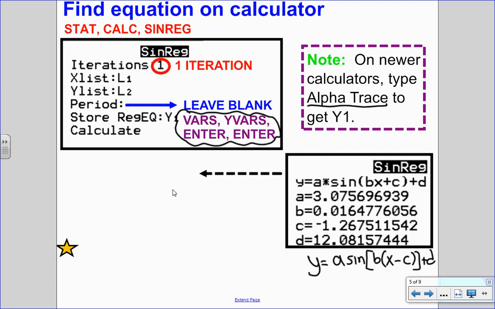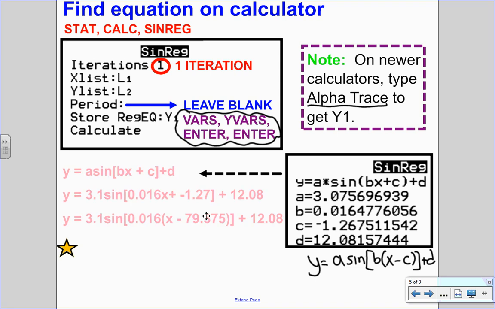So I'm going to take this equation and set it up to look like this. Here's my equation, b x plus c, d. I plug in my a value, my b value, my c value, and my d value. And then all I do is factor out my b. So I factor out 0.016 from both terms to get my equation. So this is my equation on my calculator.